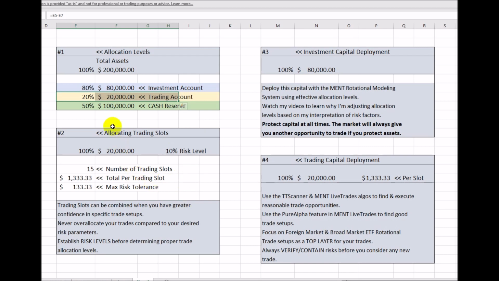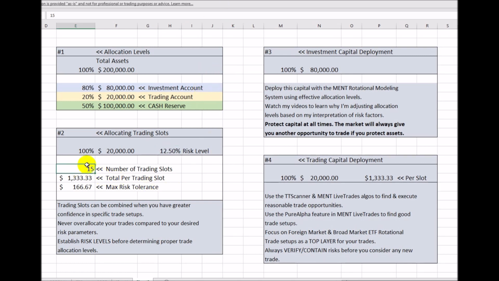So understand that when you get into this type of mode, this is really a risk-off mode. Your trading allocation would be $20,000, as shown here. You would set your risk level effectively. Maybe because we have such small levels, you would set your risk level to 12.5%, which I can increase here a little bit.